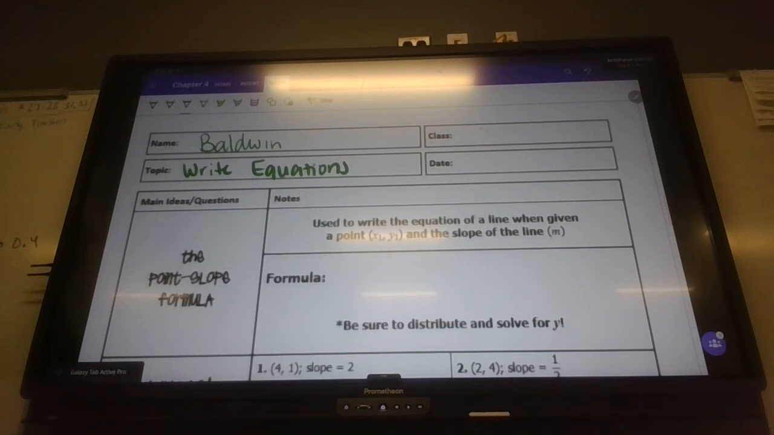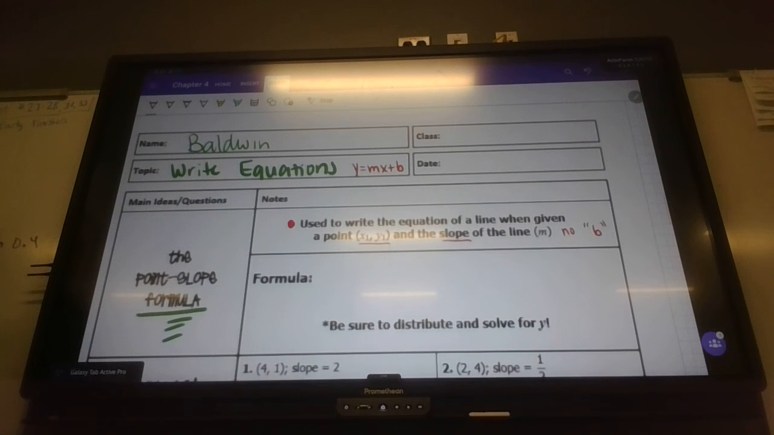All right, so today we're gonna use a new formula in order to write equations. We're still trying to write equations in y equals mx plus b, but there's a little formula that helps you do it if they don't tell you the b value. This is used to write an equation of a line when you have a point and the slope, and they don't give you b. They don't give you the 0 value.